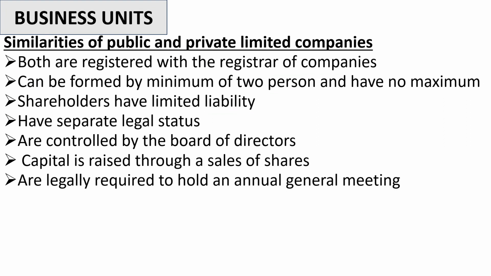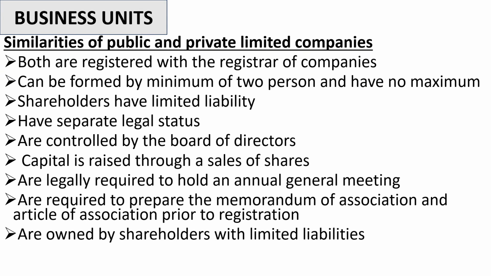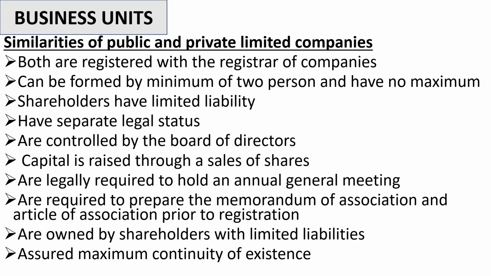They are legally required to hold an AGM, annual general meeting. They are required to prepare the memorandum of association and articles of association prior to registration. They are owned by shareholders with limited liabilities. Also, there is an assurance of maximum continuity of existence, meaning that they can exist for a long time as compared to a sole trade or a partnership. So these are the similarities between public and private limited companies.